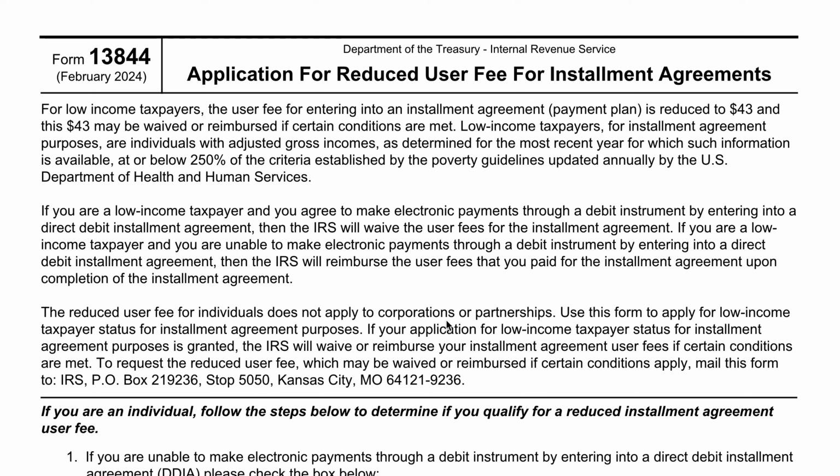So if you're unable to make these electronic payments through a debit instrument, then you can still qualify for the lower user fee. Once you've paid off all of your tax debt, then at the end of that, the IRS can reimburse your user fees that you paid.